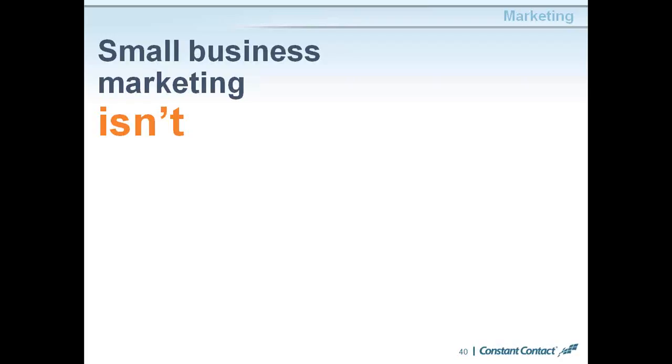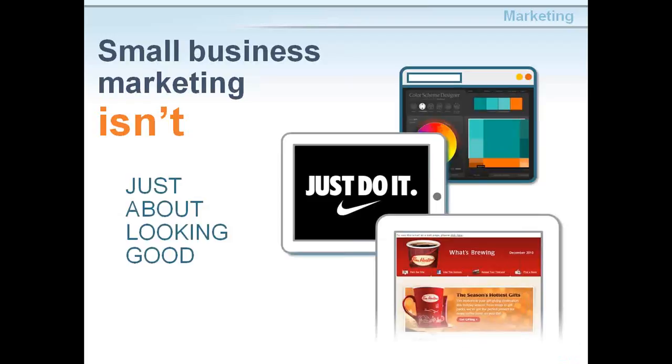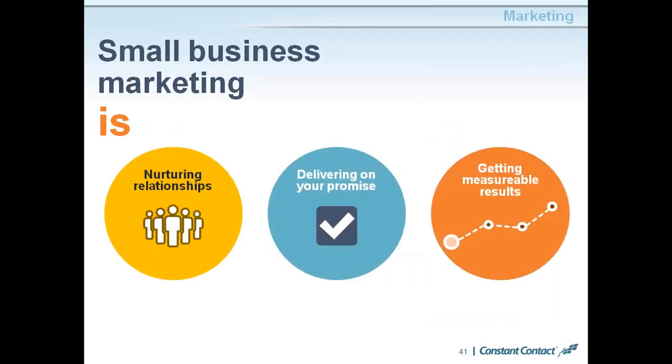Small business marketing isn't just about looking good. That's important. You want your campaigns to look professional. The colors should match your colors. The logo should match everywhere. Consistency matters. But at the heart of it all, really, it's about relationships. Delivering on the promise you make when someone engages with you. Measurable results. This will be an important part of your marketing, nurturing relationships, delivering on your promise, and getting measurable results. And that can all be seen from your dashboard.